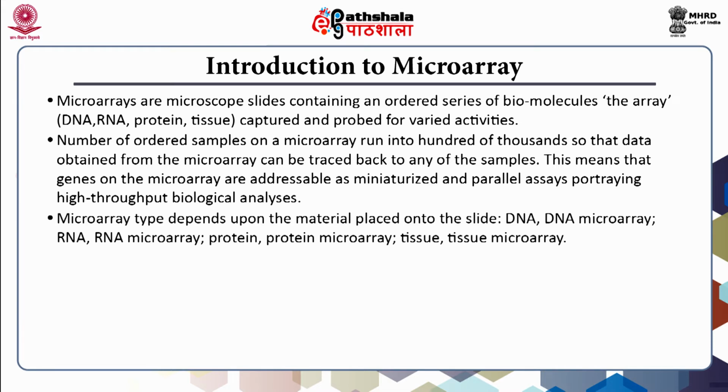Microarray types depend upon the material that is placed on the slide. For DNA, it is called the DNA microarray. If we are using RNA, it is called RNA microarray, which is more or less now converted to cDNA microarray. If our primary source of material placed on the slide is protein, then it is called protein microarray, which has specific subtypes depending upon whether we are using antigens, antibodies or epitopes. When we are using tissues or cells, they are called tissue microarray.